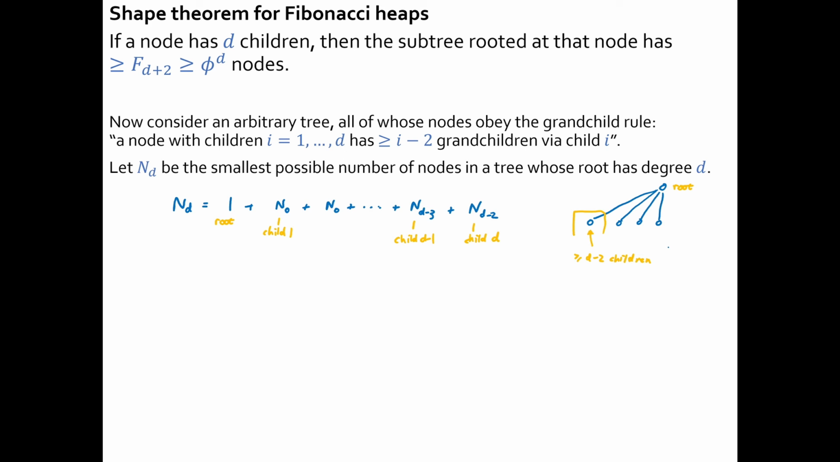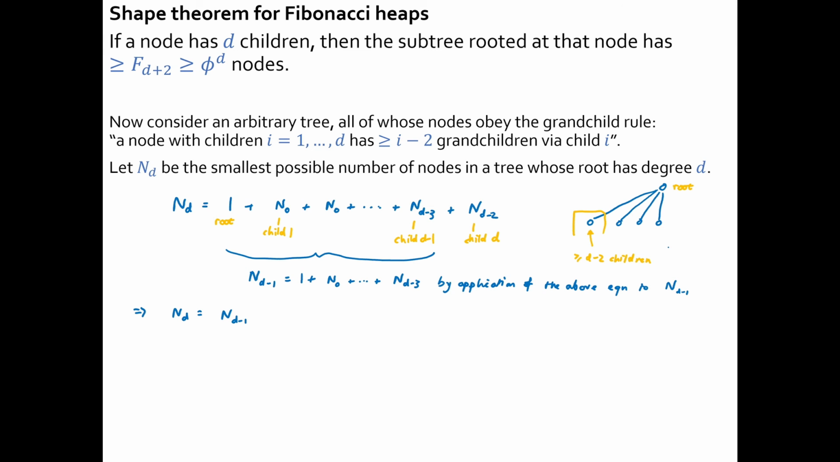Now to simplify these first terms, the 1 plus n0 plus ... plus nd-3, I'm going to call these all just nd-1. If we think about what the equation says, nd-1 is equal to 1 plus n0 plus ... all the way up to nd-3. That's just what the entire equation says. In other words, nd is equal to nd-1 plus nd-2. So what we've recovered is exactly the Fibonacci recursion. Each n is the sum of the two preceding n's.